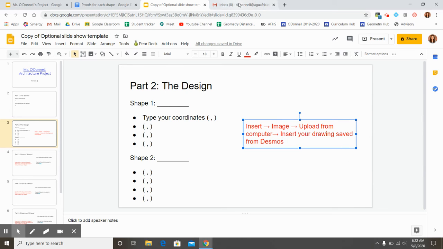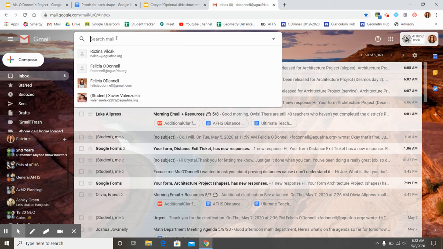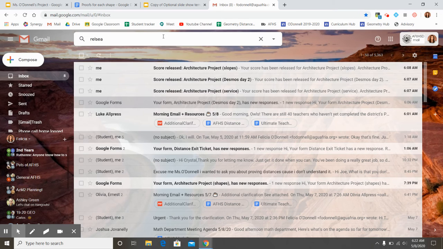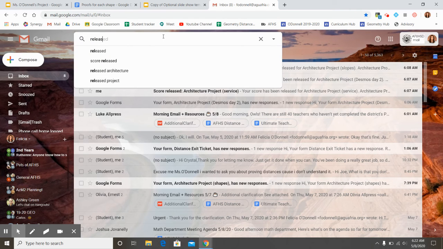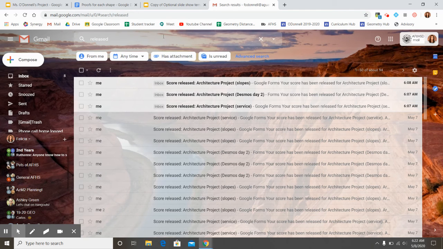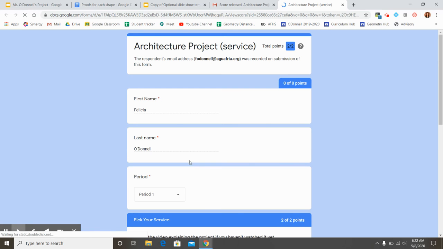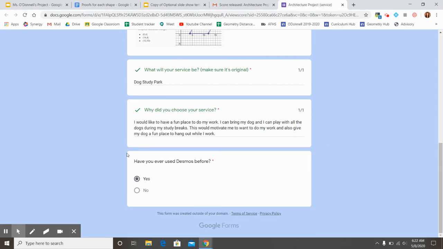And if you don't have them saved, what you can do is in your email, I know you guys are probably overloaded with emails right now, but if you go into this search bar and type released, it should bring up all of my release scores. So instead of saying me, it'll say F. O'Donnell. And then say I go here to my design and I can view it. And then I added feedback to most of your things. So here, these were both good. So I checked them off. That means I think your design is pretty good.